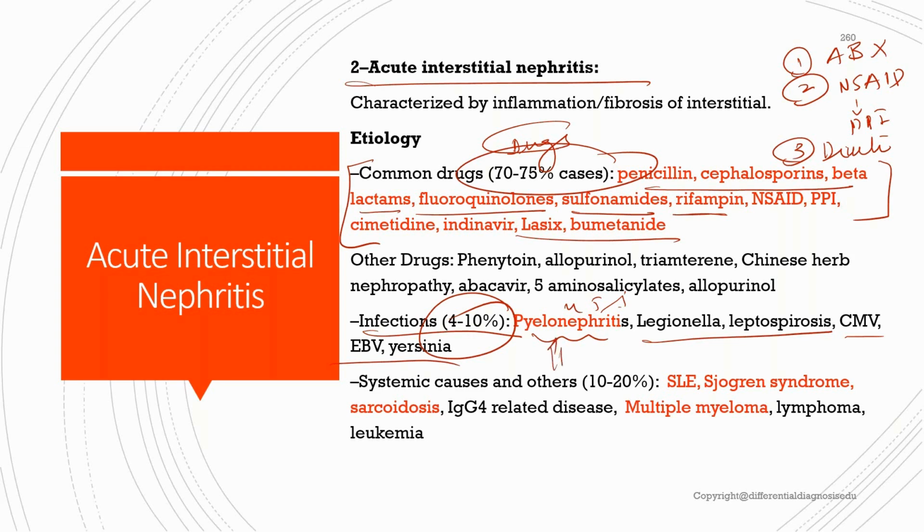And if I couldn't find anything, then I look for systemic causes, which are 10 to 20%. I start a multiple myeloma workup, SLE, Sjogren syndrome, sarcoidosis.